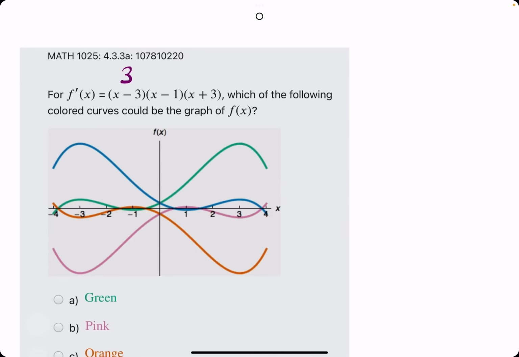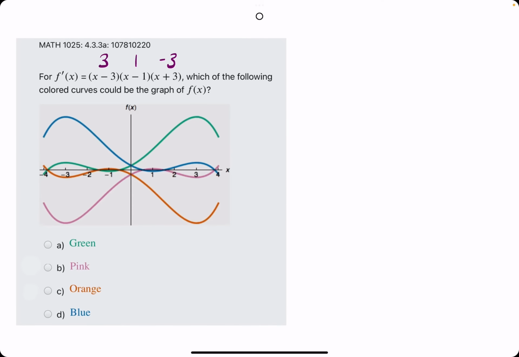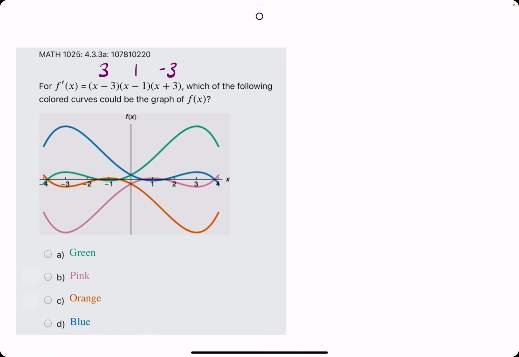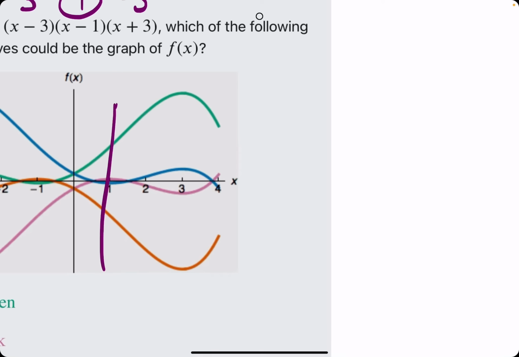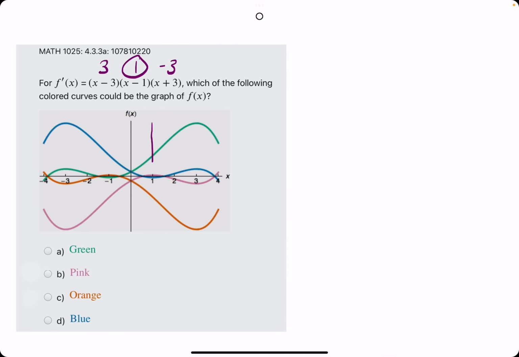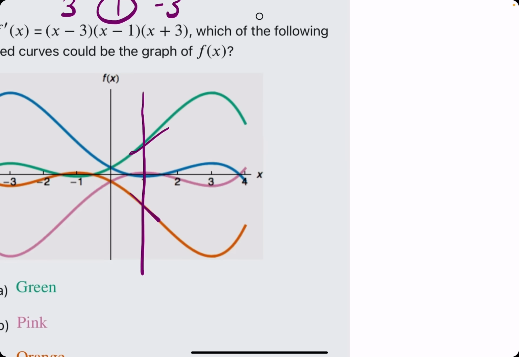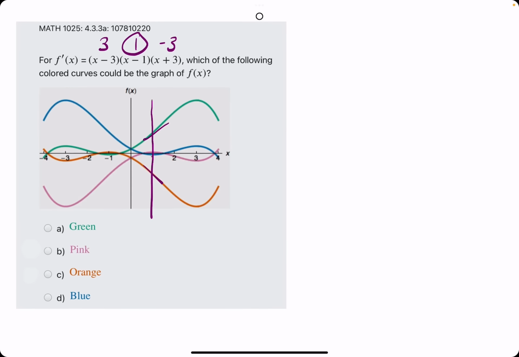X values 3, 1, and negative 3 make f prime equal to 0. Therefore, we should see maxes or mins at 3, 1, and negative 3. So really, let's just pick 1. Literally, x equals 1. And we're finding the colors that have either a max or a min at 1. Definitely not green or orange, so it must be pink or blue. So no green, no orange.